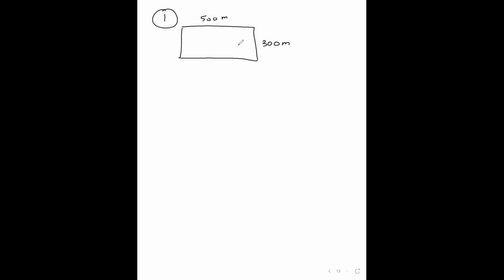So to find its area, first we will find the perimeter, right? You have to find the area. You know the formula for area, right? What is the formula for area? Length into breadth, because this is a rectangle. So 500 multiplied by 300.